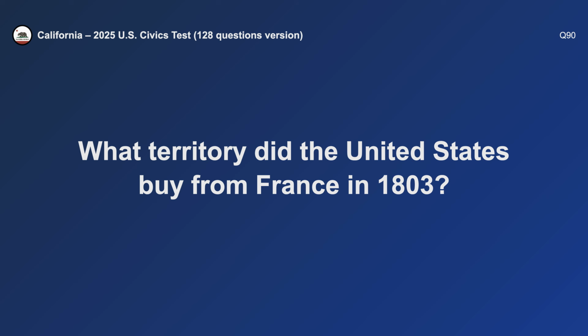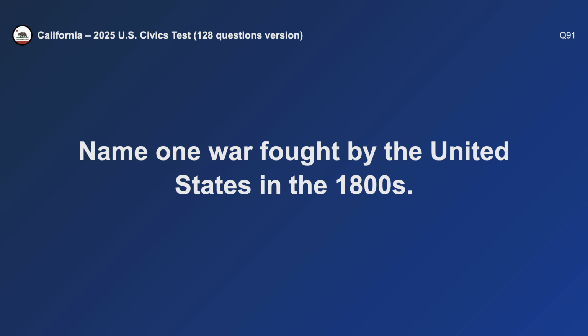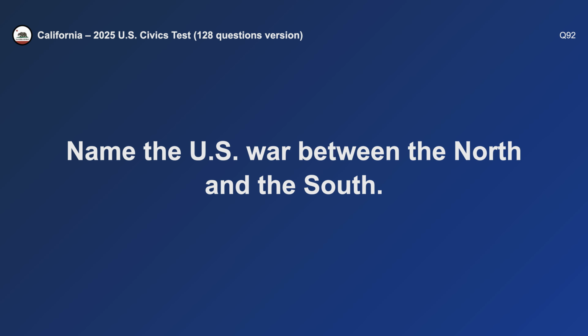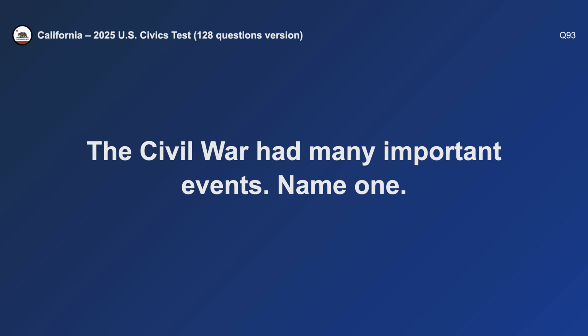What territory did the United States buy from France in 1803? Louisiana. Name one war fought by the United States in the 1800s. Civil War. Name the U.S. war between the North and the South. The Civil War. The Civil War had many important events. Name one.